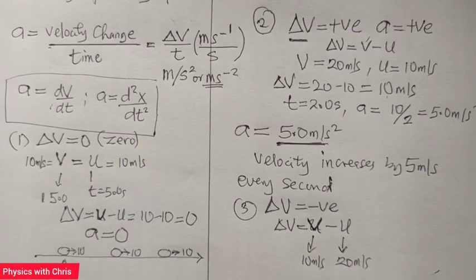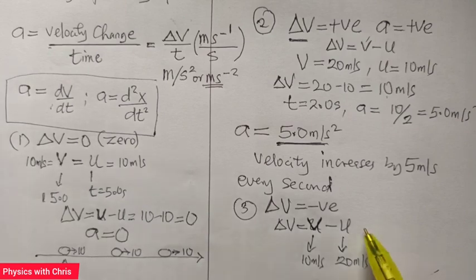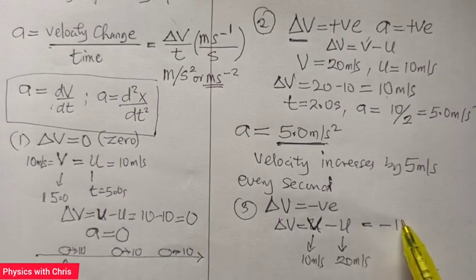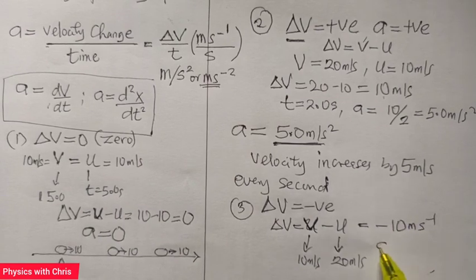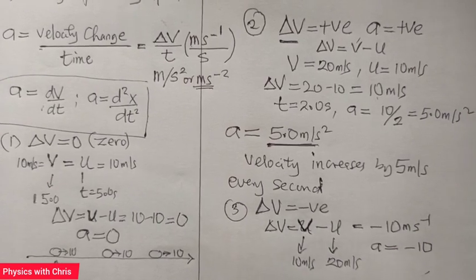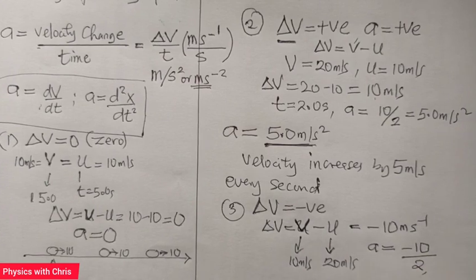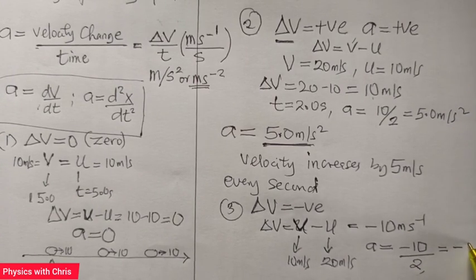Maybe the driver, sighting some traffic in front of him, will decide to engage the brakes, and then the speed reduces from 20 to 10. It means that the difference will be -10. And since the difference in speed is negative, the acceleration of the body is -10 divided by the time taken. If the time taken for this speed to change from 20 to 10 is 2 seconds, it means that the body's acceleration is -5 meters per second squared.